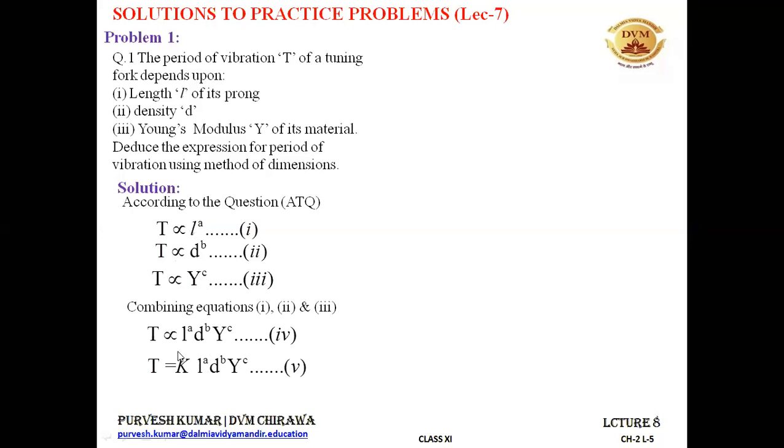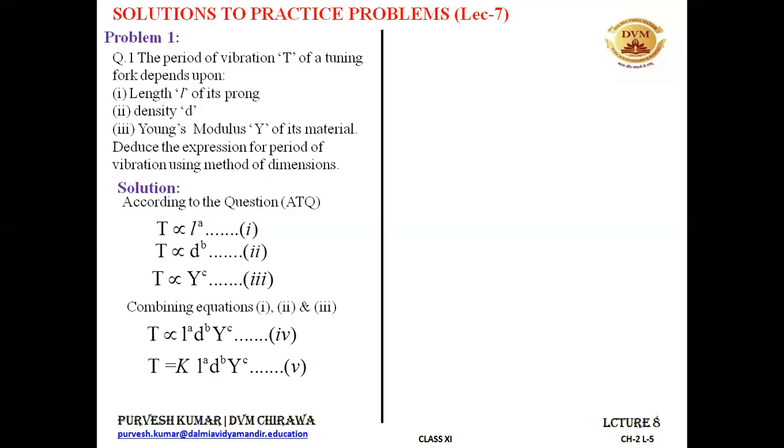Now, we need to write the dimensions of the quantities that are involved in our equation number 5 on both the sides. So first the LHS and then the RHS. The LHS is your T only, so it has dimensions T, because time period is a kind of time that has dimensions capital T only. K does not have any dimension because it is a dimensionless constant. And L will have dimensions capital L. And D is your density, which has dimensions ML^-3.